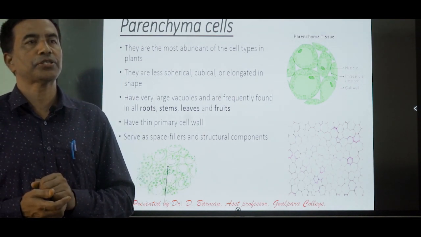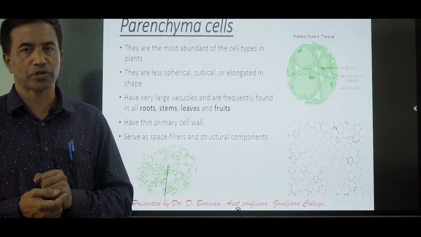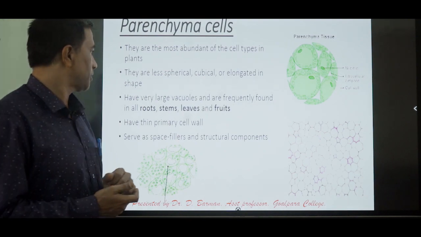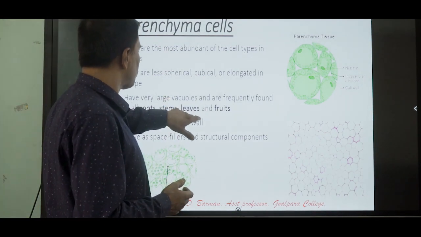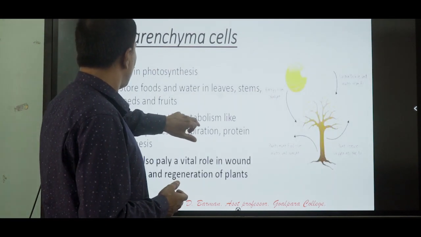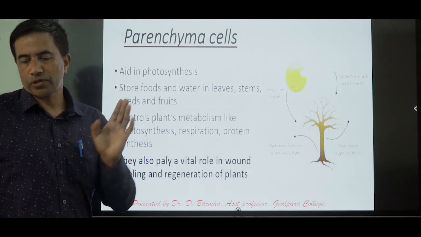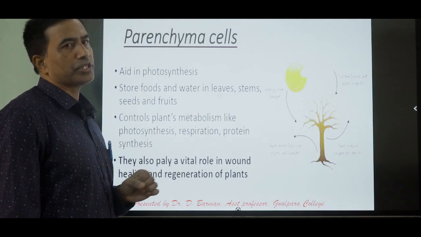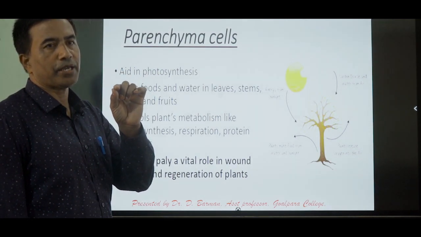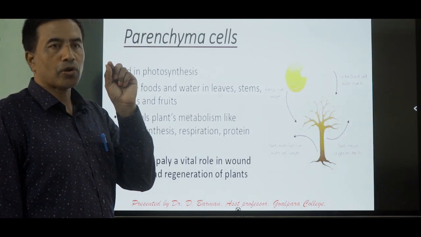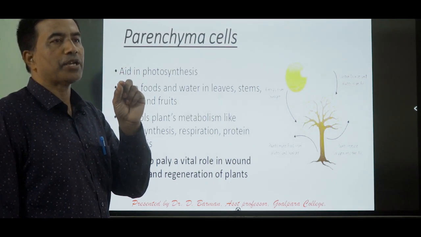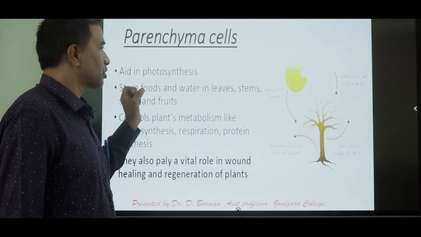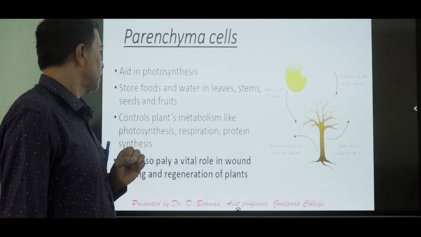In addition to this, it also performs respiration and photosynthesis, and provides mechanical strength. It is present in the fruits, leaves, and all parts. The main function is to aid in photosynthesis. When chlorophyll is present in parenchyma, the parenchyma is called chlorenchyma, and this chlorenchyma is responsible for photosynthesis.